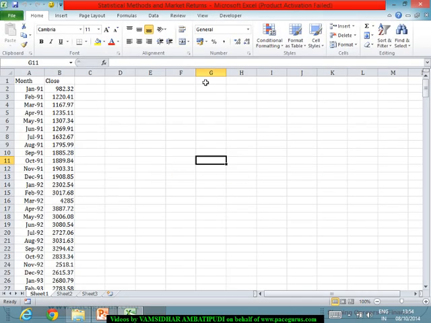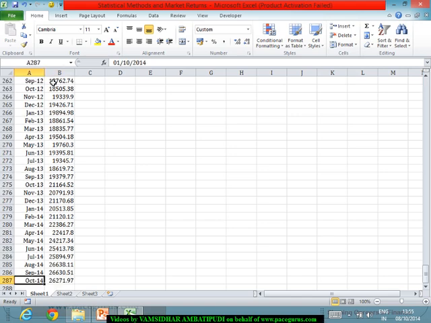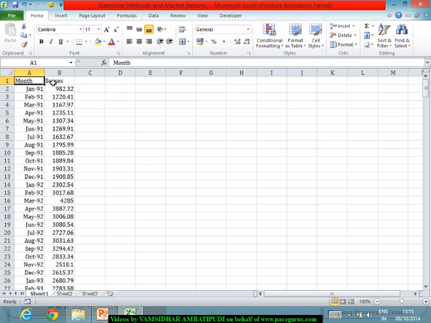Right, I have taken a small data set which talks about the monthly returns of Sensex, or the monthly values of Sensex right from January 1991 till October 2014. So this is the data I am carrying: the index values right from January 1991 to October 2014.